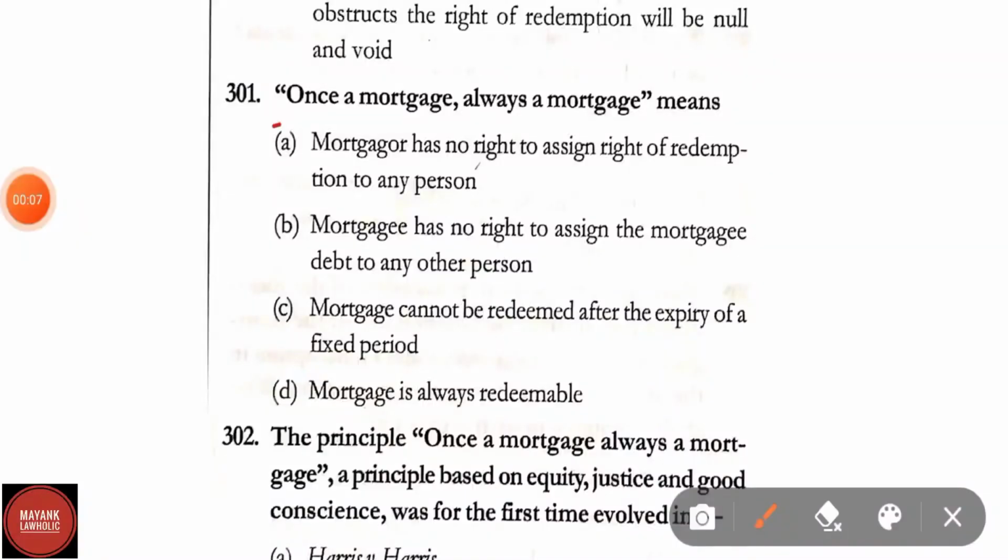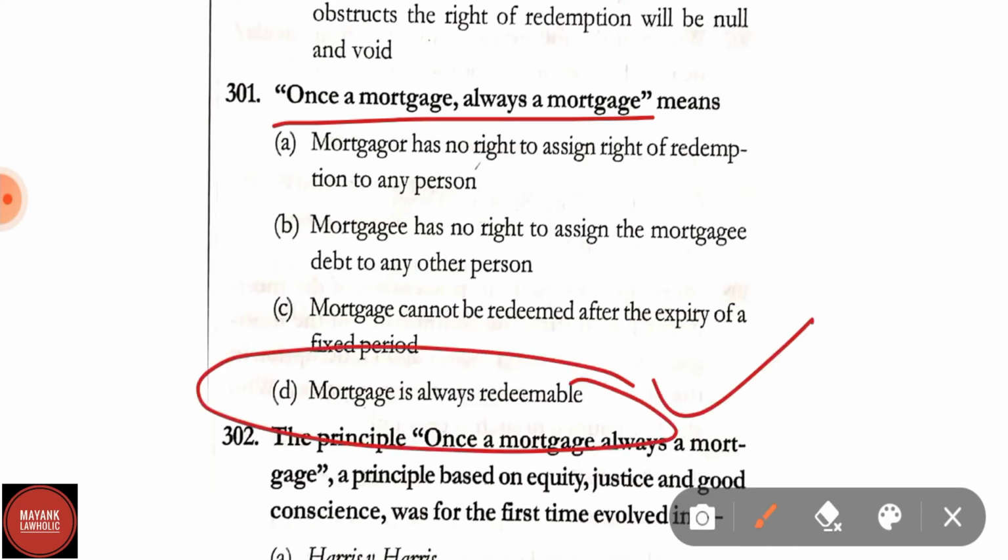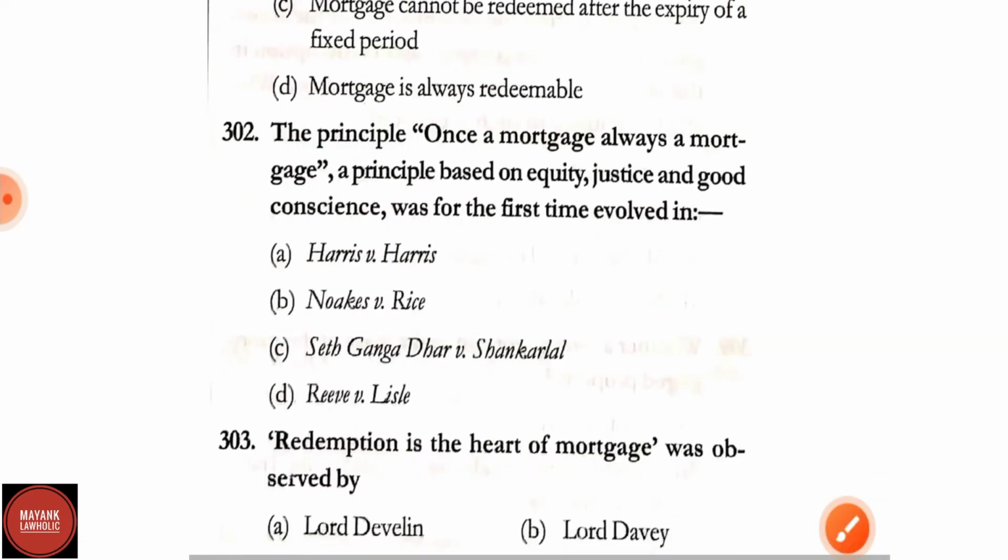Question number 301. Once a mortgage, always a mortgage means option A, mortgager has no right to assign right of redemption to any person. Mortgagee has no right to assign the mortgagee debt to any other person. Mortgage cannot be redeemed after the expiry of a fixed period. Mortgage is always redeemable. Here correct answer is option D, that is mortgage is always redeemable means once a mortgage, always a mortgage. Question number 302.